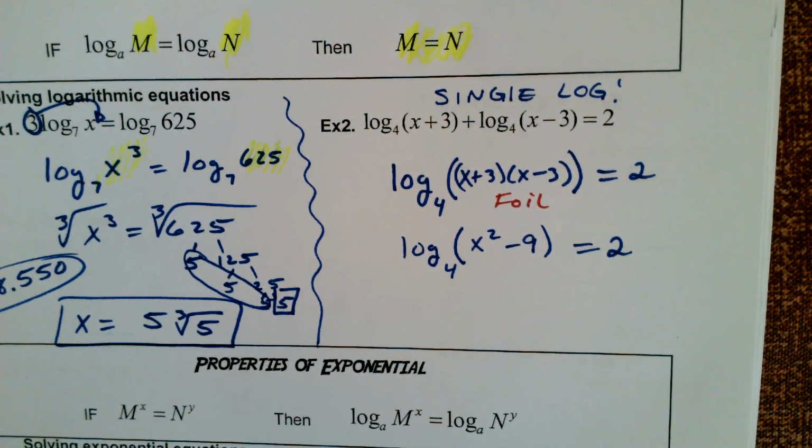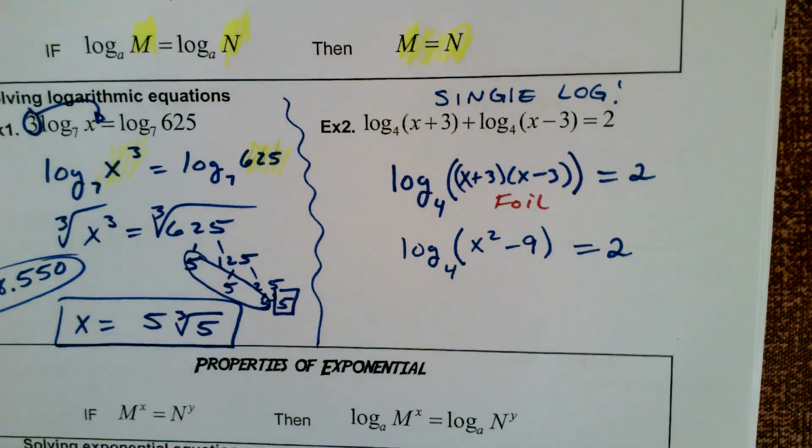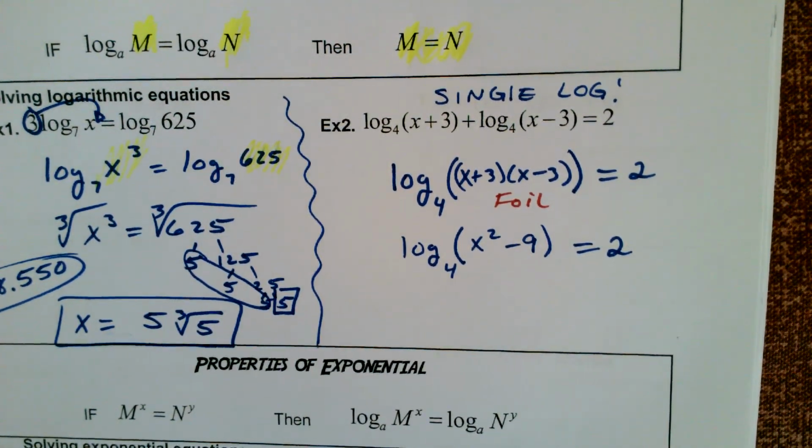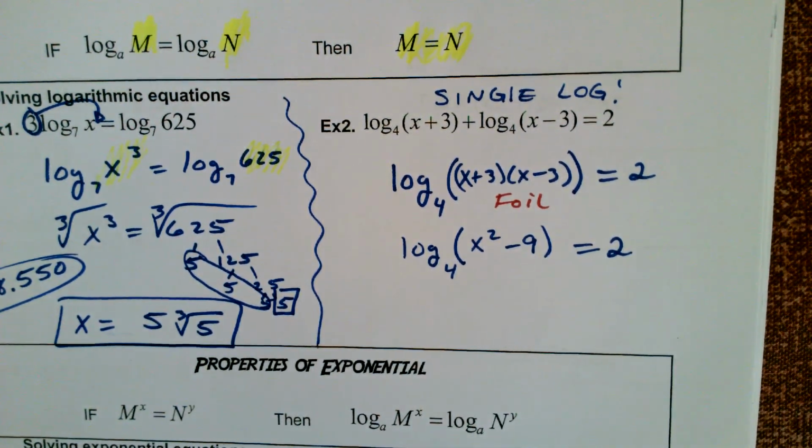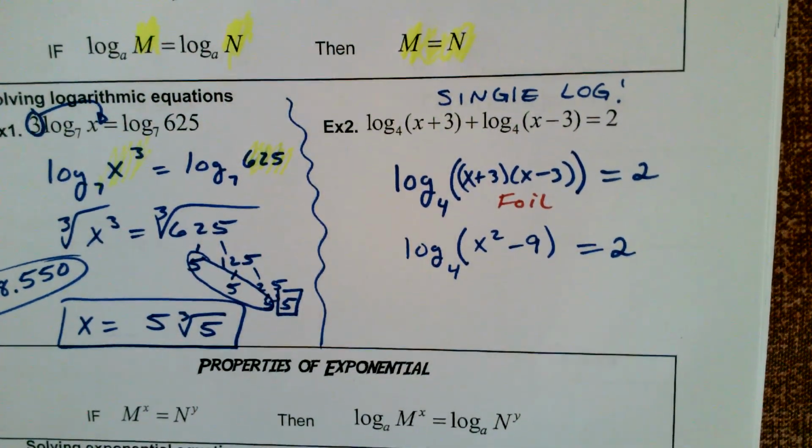This takes us back to chapter 5.4 stuff. What do you do when it's log equal a number? How do you solve that logarithmic equation? Any ideas? How do you get rid of this log? How do we solve for x?